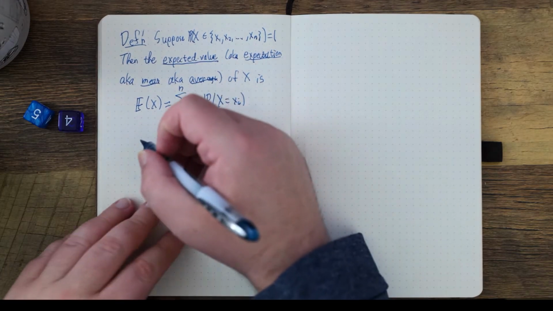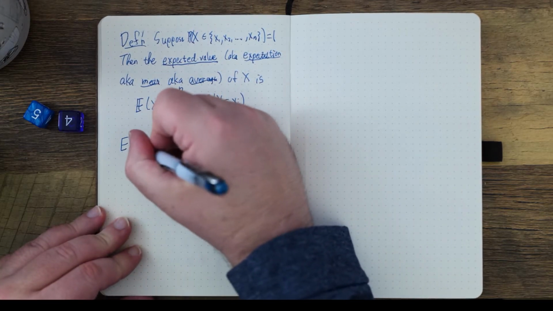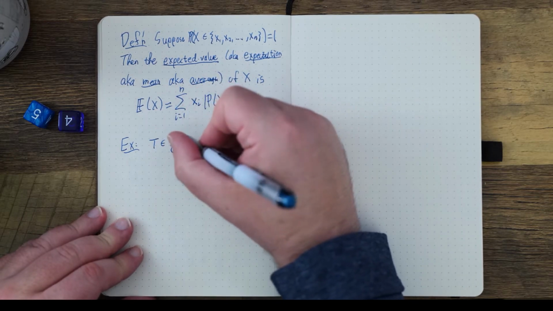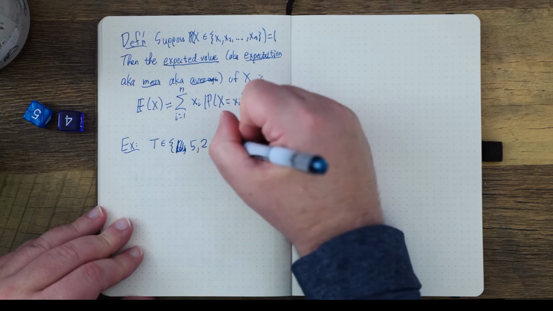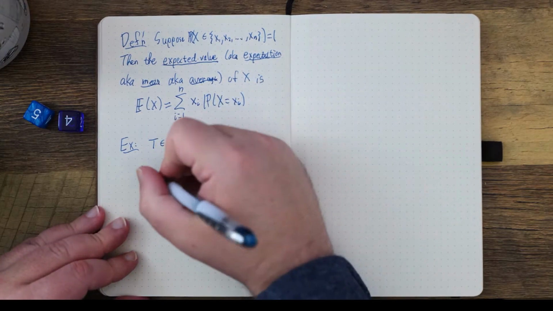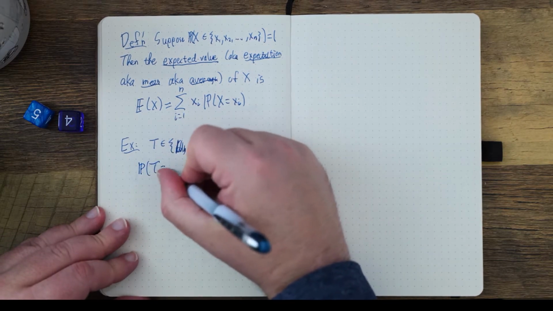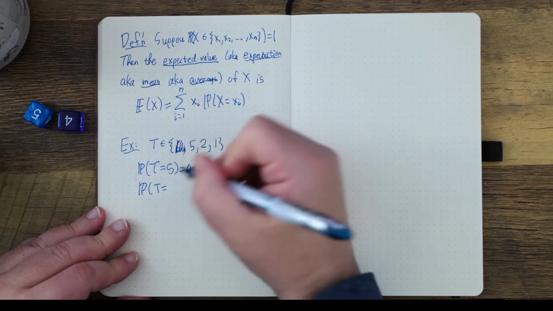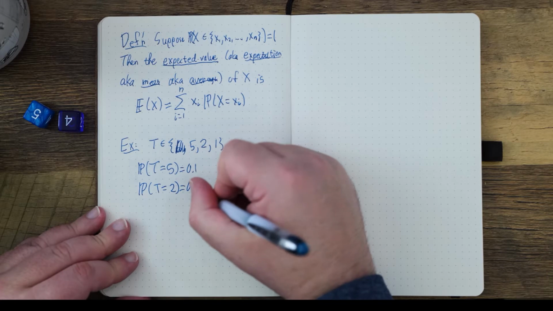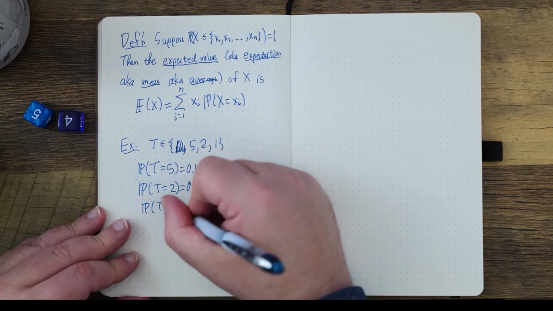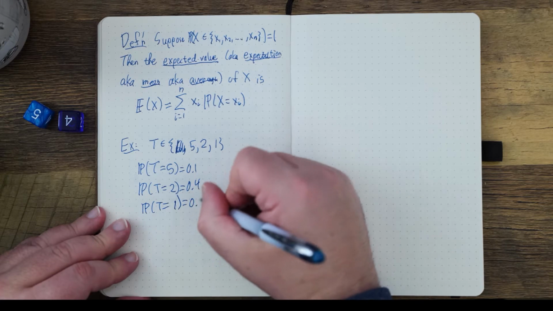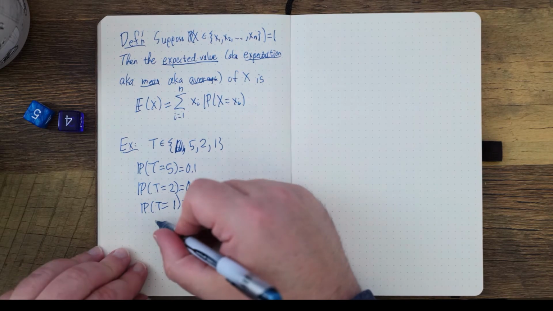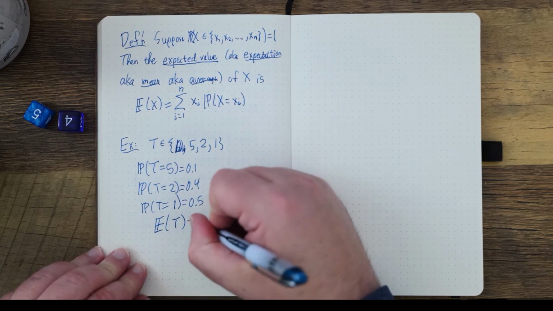Story example in the chapter, we have an amount of taxes. Each person is paying either 5, 2, or 1 in taxes each year. And the probability that T is 5 is 0.1. The probability T is 2 is 0.4. And the probability that T equals 1 is 0.5.